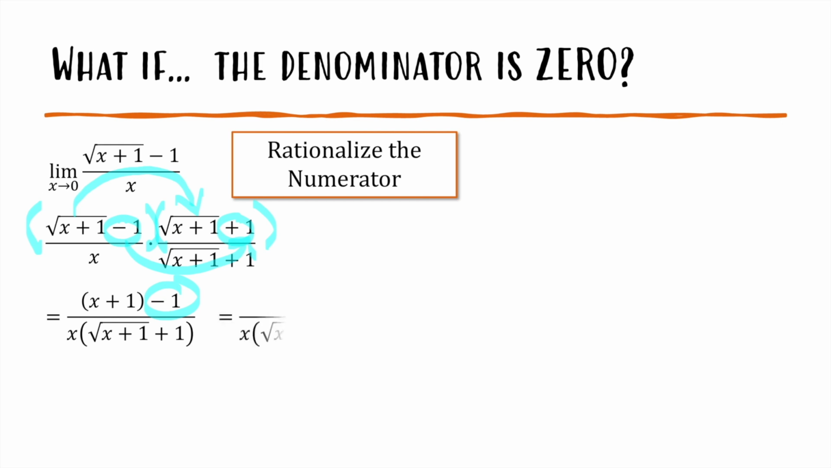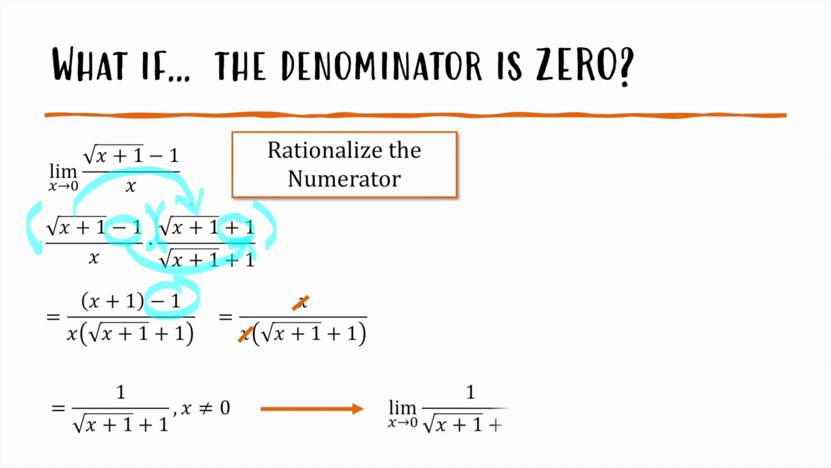If we clean this up a bit, this is what we have. Now these x's can cancel. And now we have a new limit problem. Can we try direct substitution now? Well, if we just plug in a 0 for x, you get 1 over 1 plus 1, which is 1/2.